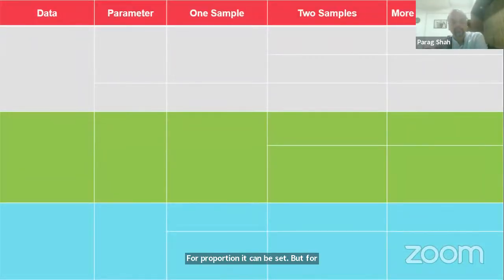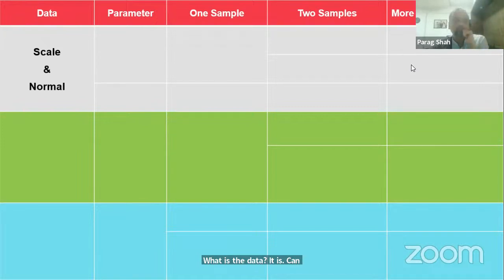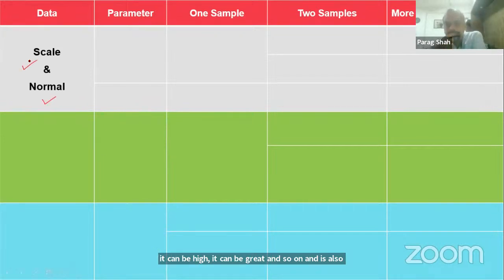So understand how to use which test. Again, it goes back to the level of measurement. So this will help you to recollect also. Suppose your data is scale and normal, from yesterday's lecture. Scale means it can be height, it can be weight and so on. And it is also normal. Which parameter will we have to use? Recollect the last lecture. Answer in the chat box.